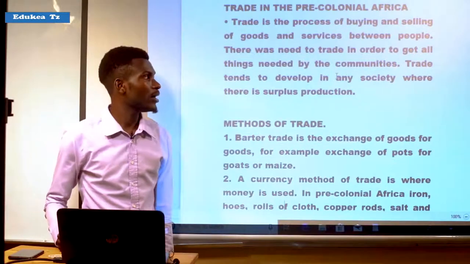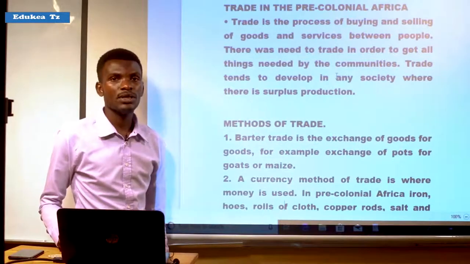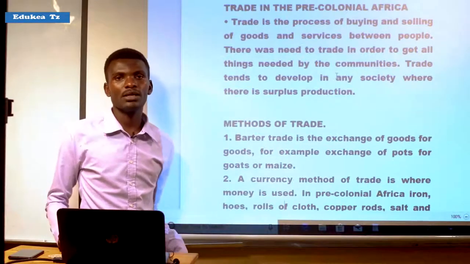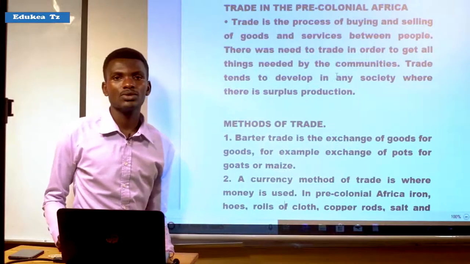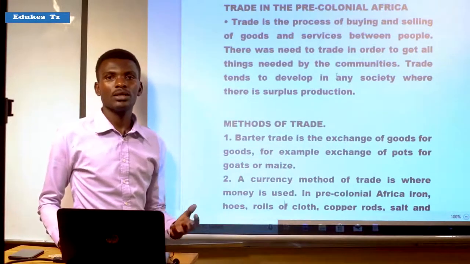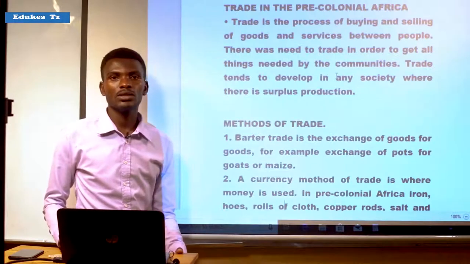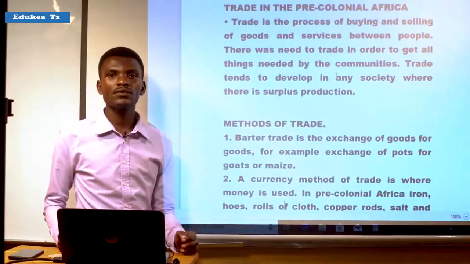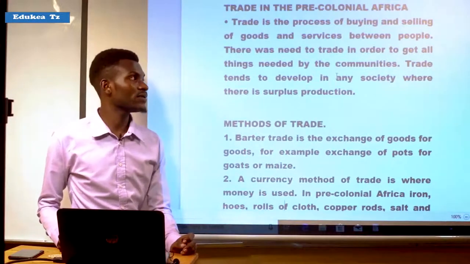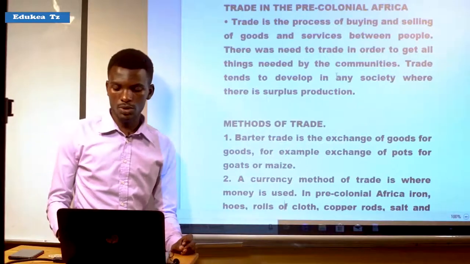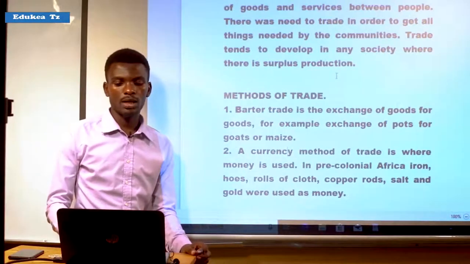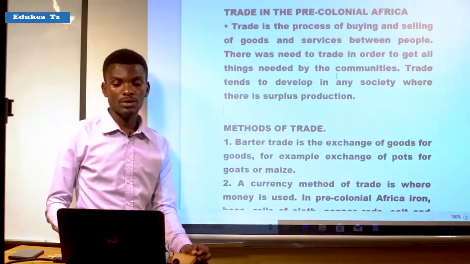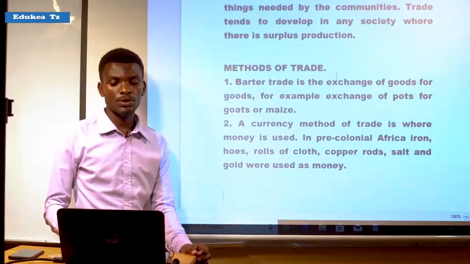To mean that trade tends to develop in any community or society where there is surplus production. The pre-colonial African societies, due to the development in production, found themselves with a surplus, and thus were influenced to participate in different trading activities. So that's why we are learning about trade in pre-colonial Africa.